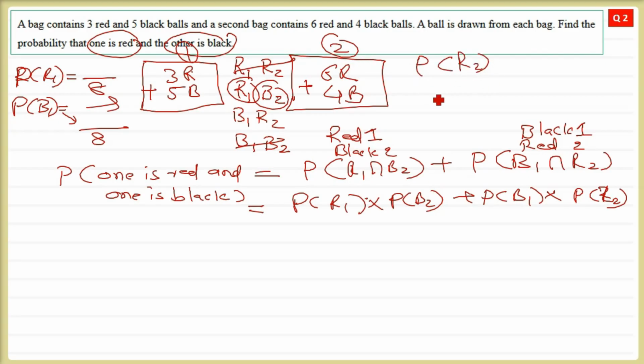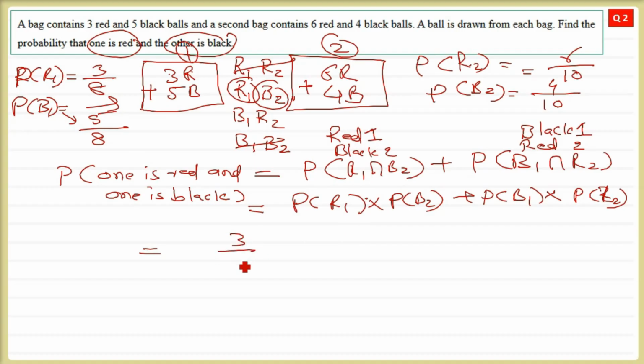1 and 2 represent that they are coming from the first and second bags. Total is 10 in the second case. Total is 8 in the first case. That's why I have written everything in the denominator. These are the total number of cases. Favorable cases for red in the first is 3, black in the first is 5, and 6 in the second bag and 4 in the 10 bag, red and black respectively.